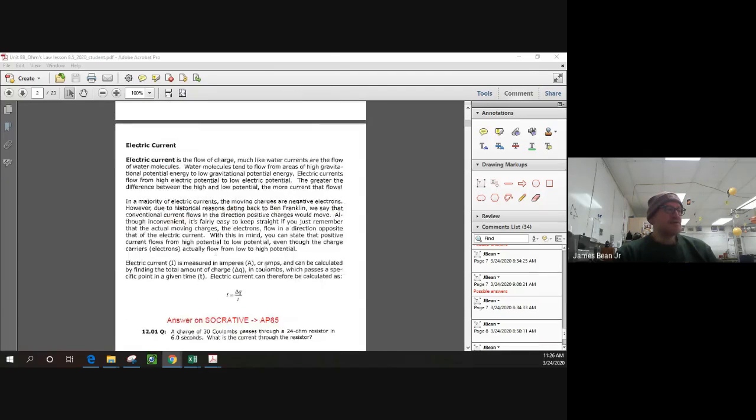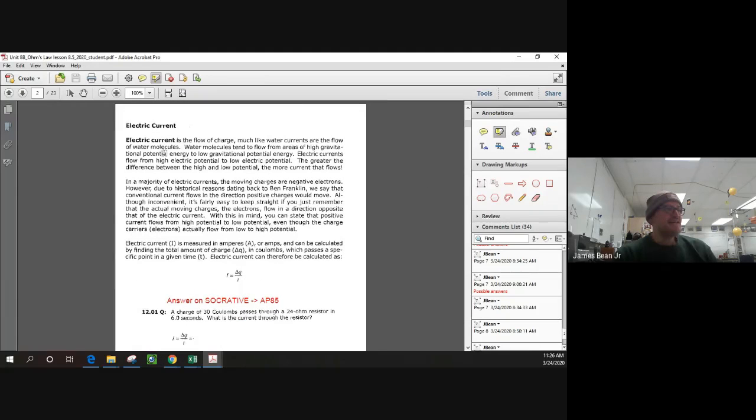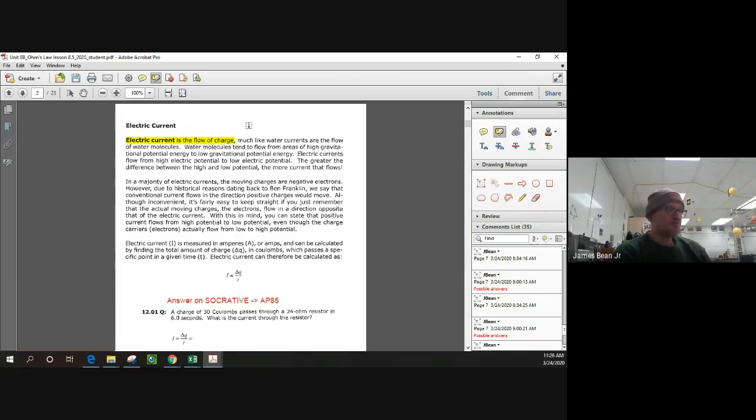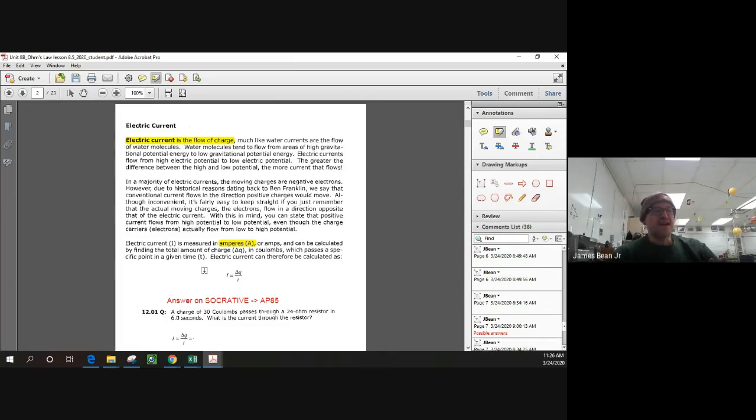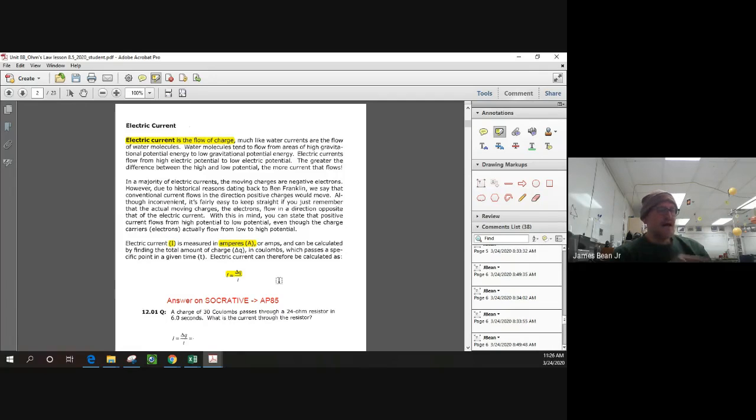So here is electric current, and I'm going to highlight just some main ideas here. Electric current is the flow of charge, just like water, very similar to water, and it has the units of amperes or amps, which is right here. Electric current has the symbol I, which will be used quite frequently, and is measured in amps. And this here is the equation. I is equal to delta Q, which is the amount of charge, divided by t, the amount of time. So the amount of charge passing through at a given amount of time is what current is.